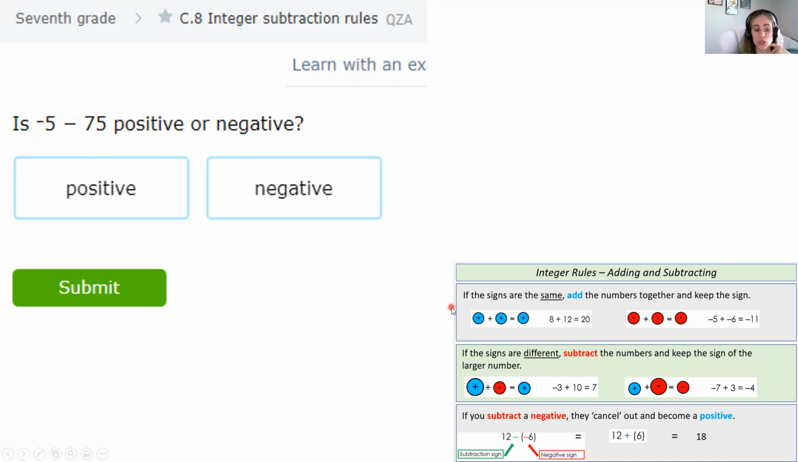Which means I need to either look and see if my signs are the same or if my signs are different. In this case, my signs are the same because we have a negative 5 and then a minus, or another way we can say that is a negative 75. They both have the same sign, so we can add them and keep the sign. Let's go ahead and just solve this out for funsies. So we're going to add them and we're going to keep the sign.